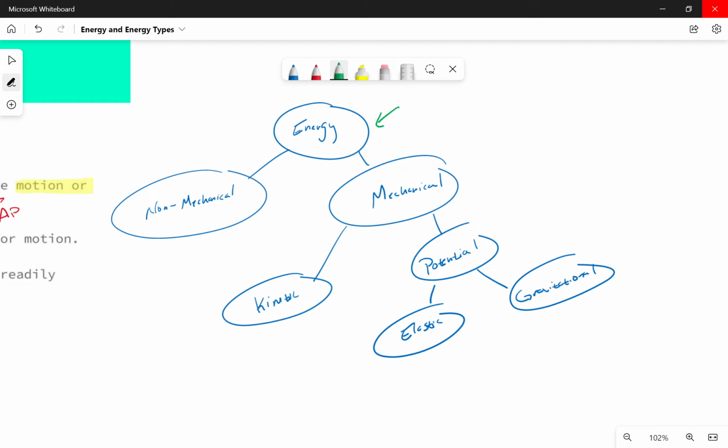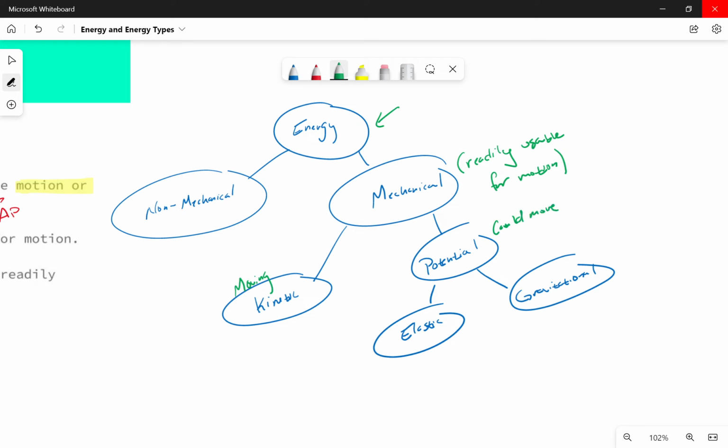And then that's broken down into two categories: non-mechanical, which we'll talk about in a minute, and then mechanical, which is basically anything that's readily usable for motion. And then we break that down into kinetic and potential. So kinetic, again, is moving. And potential, you kind of think of it as like it could move, right?